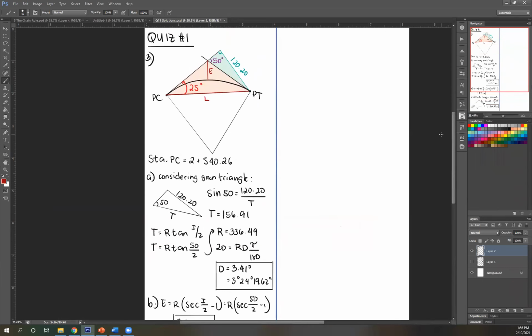So length of chord, again, just means the straight line from PC to PT. That's your long chord. So this is what we're looking for. How do I get that?